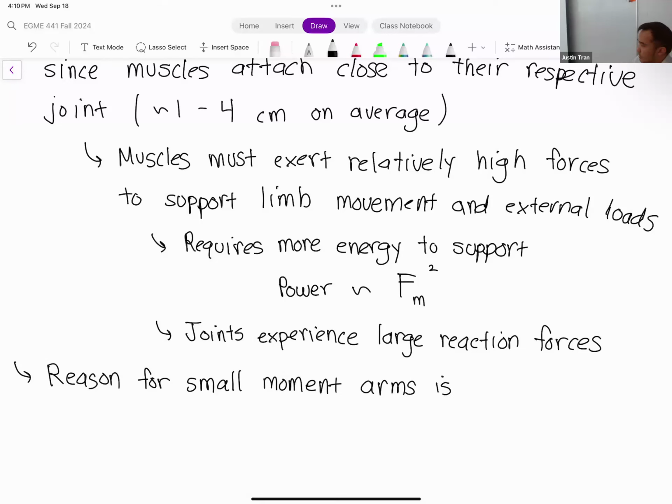Okay? So the main reason that the muscle moment arms are small is basically to allow your limbs to move quickly, right? So your body basically trades off energy for speed.